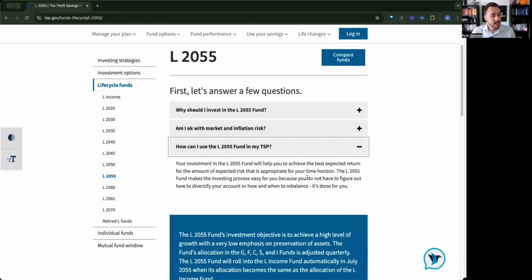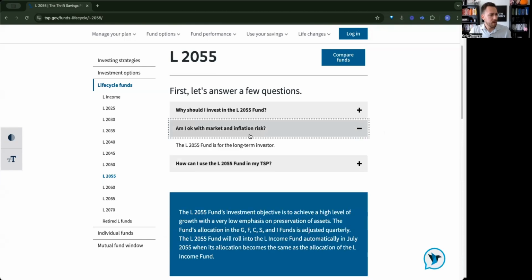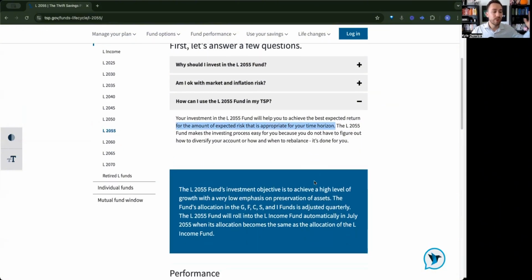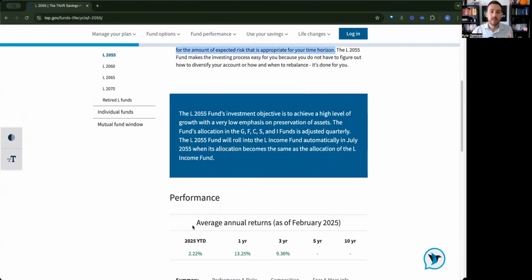Okay. Now with this, this asks about, who is this for? This is more for the long-term investor. And then lastly, how can I use my L2055 fund in my TSP? Your investment in the L2055 fund will help you to achieve the best expected return for the amount of expected risk that is appropriate for your time horizon. So people retiring in about the year 2055, they have a long time horizon. So this life cycle fund is going to be set up with that long time horizon in mind.